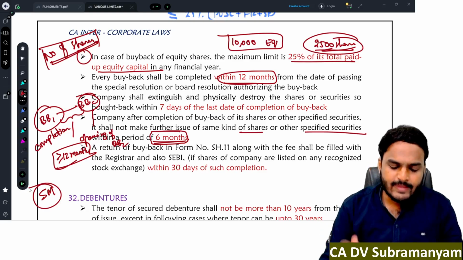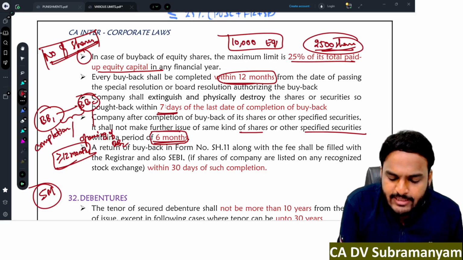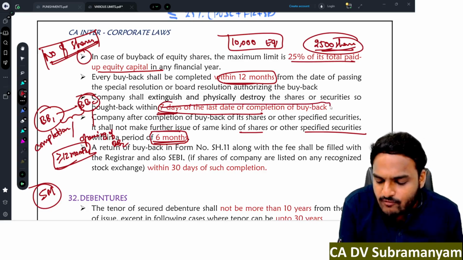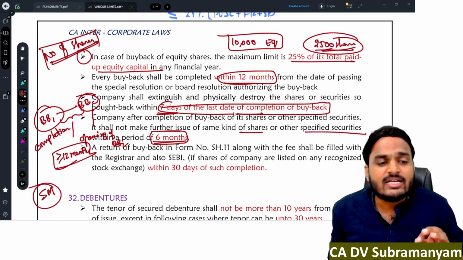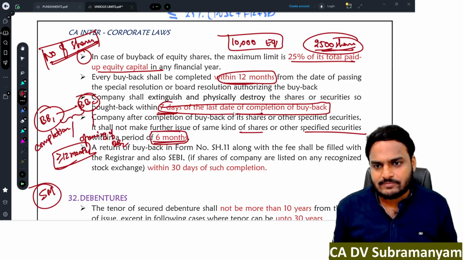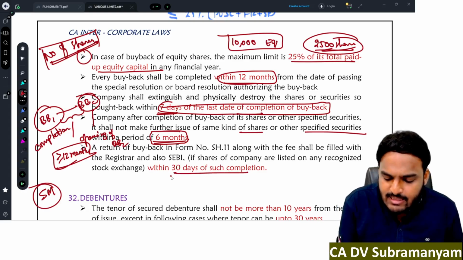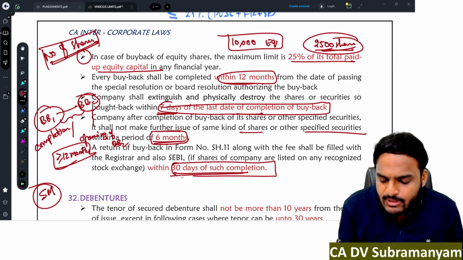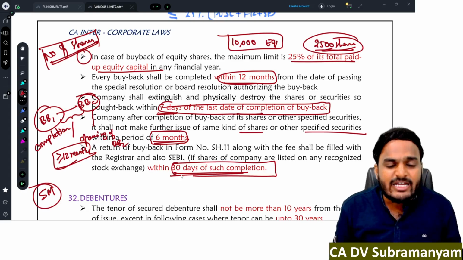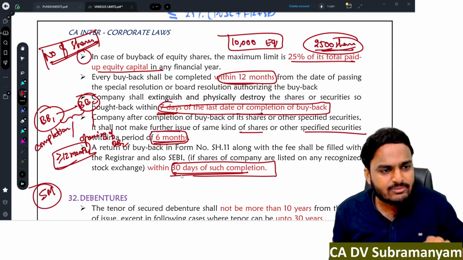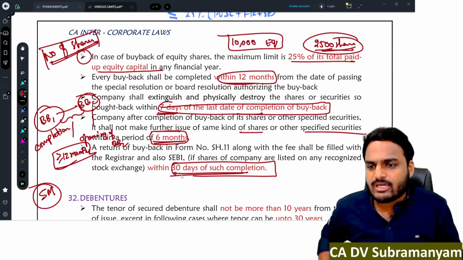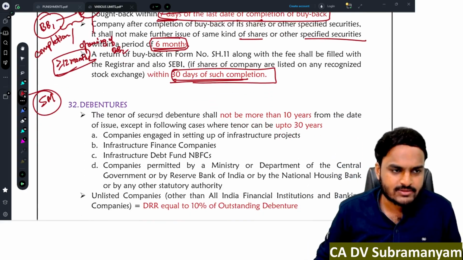Understood? Next one, within 7 days of completion of buyback, the company has to extinguish or physically destroy the securities. And within 30 days of completion of buyback, the company has to intimate the registrar. In case of listed companies, the company has to intimate the registrar as well as SEBI about completion of buyback.